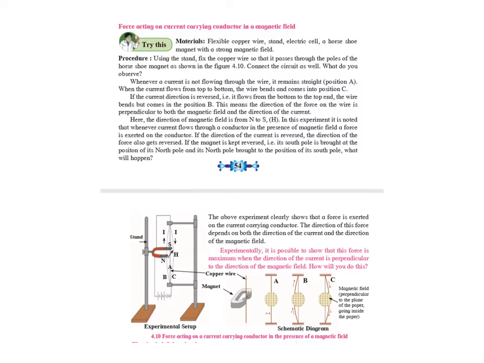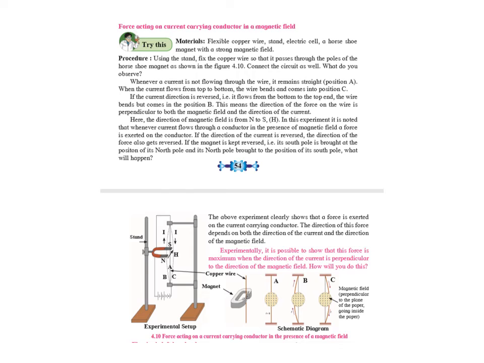How will you show that the force is maximum when the direction of the current is perpendicular to the direction of the magnetic field? If the horseshoe magnet in the experiment is tilted to some angle, then the force exerted on the copper wire will be less. That is, the wire will show less bending. If the magnet is arranged such that it is perpendicular to the wire, the force will be maximum. That is, the wire will show maximum bending.